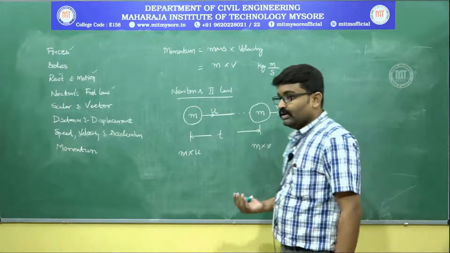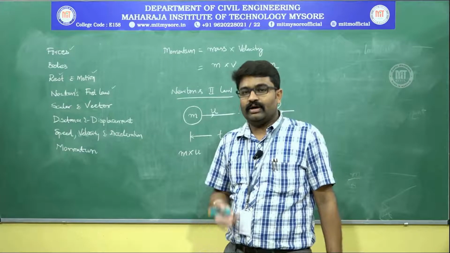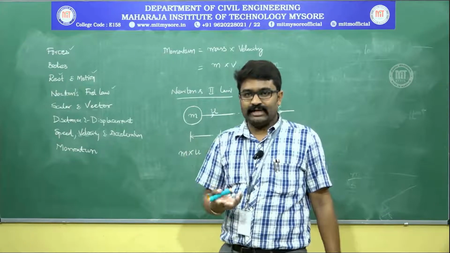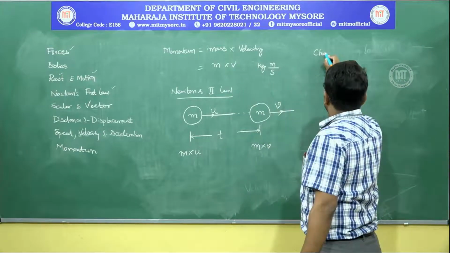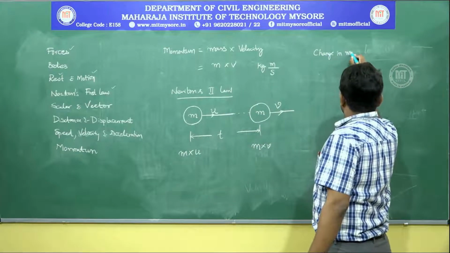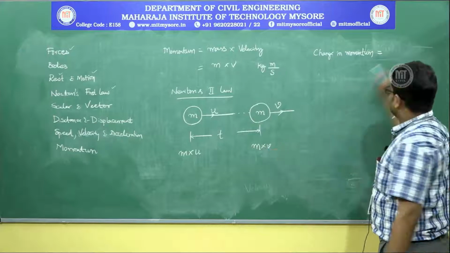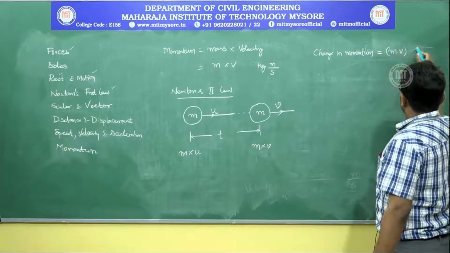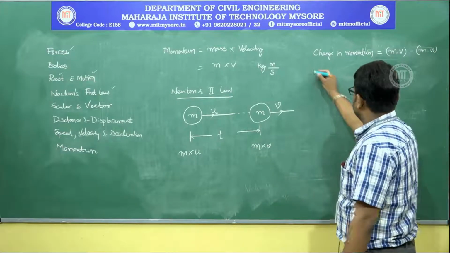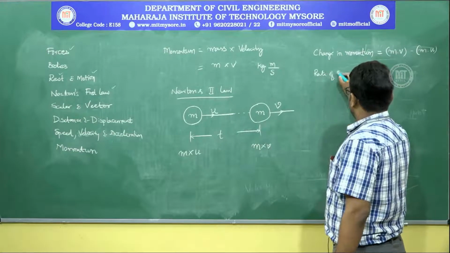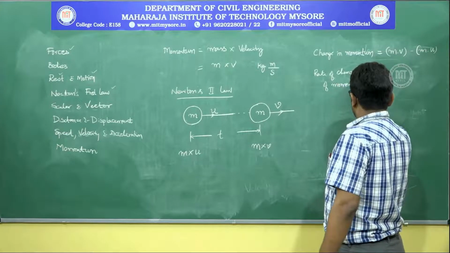What is the change in momentum? Say you score 56 in a subject, and in the next you score 66. What is the difference, or what is the change? It is 66 minus 56. Similarly here, what is the change? So I will write here, change in momentum is equal to final momentum, that is m into v, minus initial momentum, m into u. But the definition says it is rate of change of momentum.